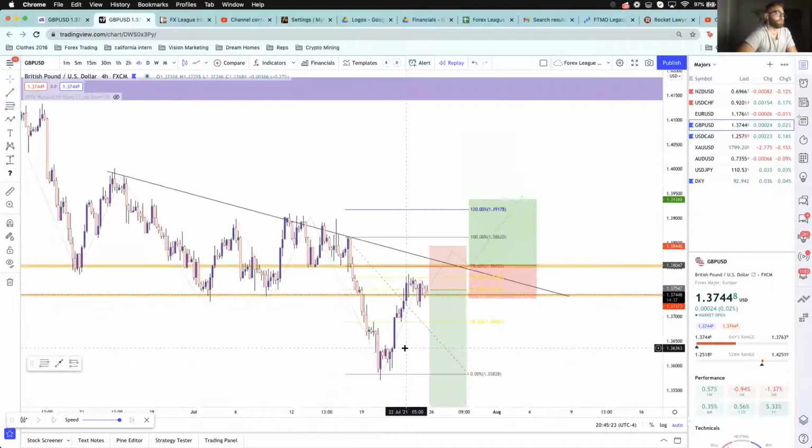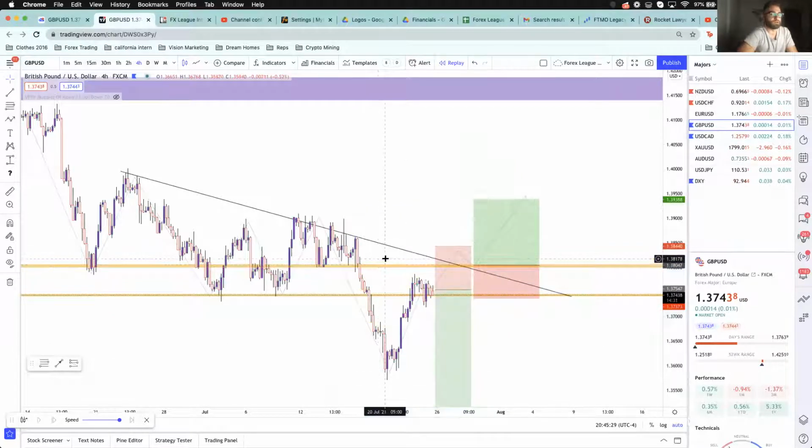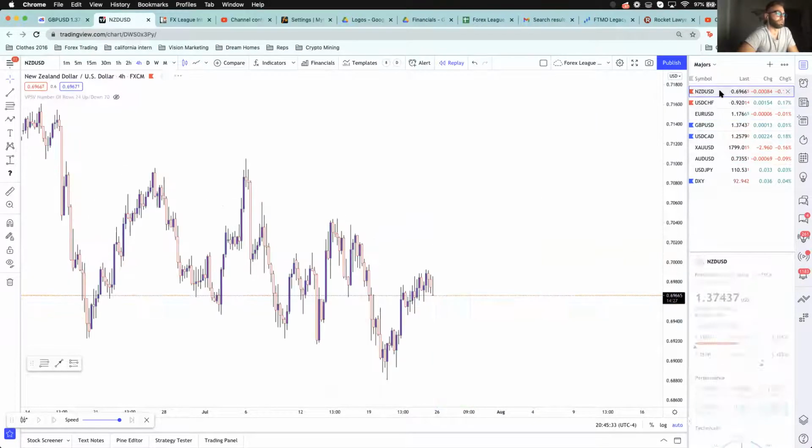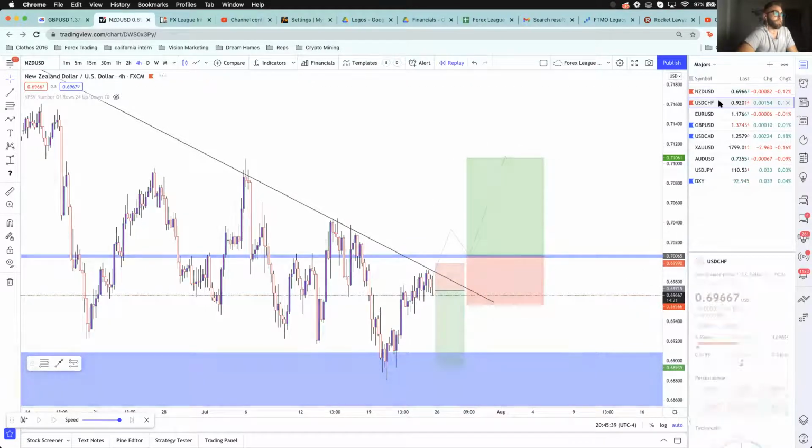Coming back onto GU, it's very similar to GJ. They move pretty closely correlated. So this is going to play out very similarly, but that's also one that I see clearly. NU, obviously, I'm already in NU right now, so we'll see how this one ends up playing out.